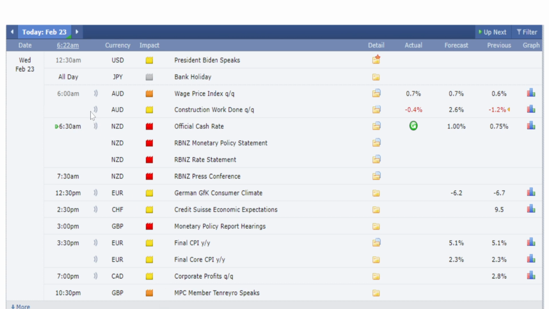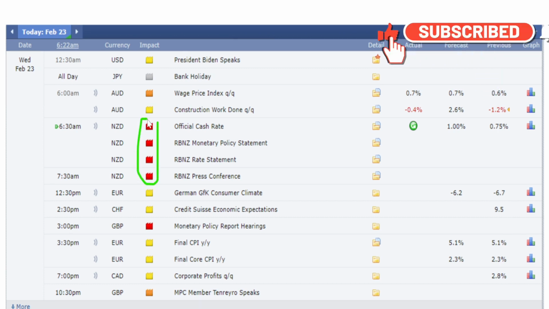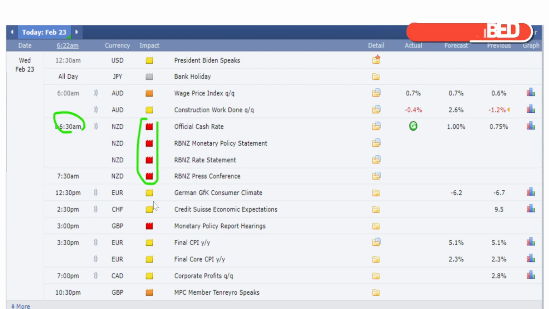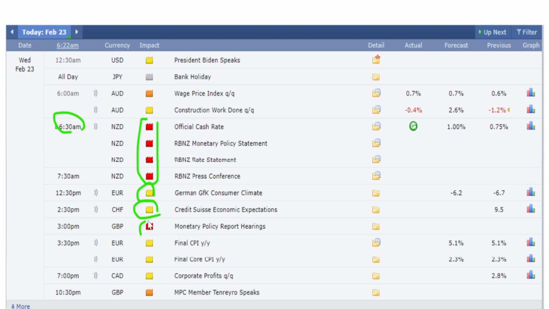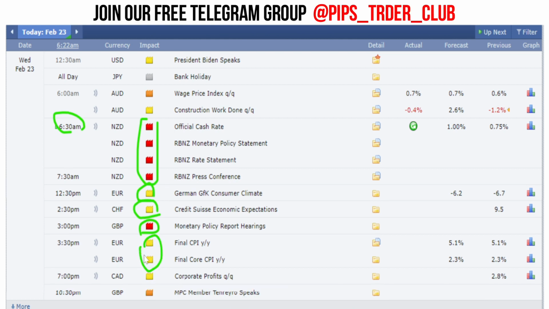When we look at the events for today, we have high impacting news on the New Zealand dollar coming at 6:30 AM. Then we have low impact news for Euro, Swiss francs and high impacting news for British pound. Then at 3:30 PM, Euro related news which has a low impact. Then at 10:30 PM, news related to British pound which has a medium impact.